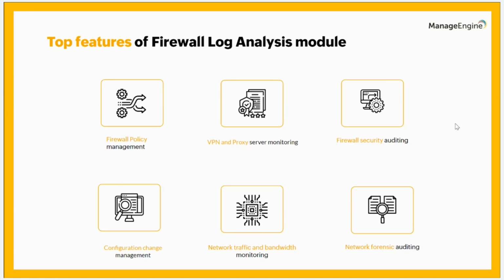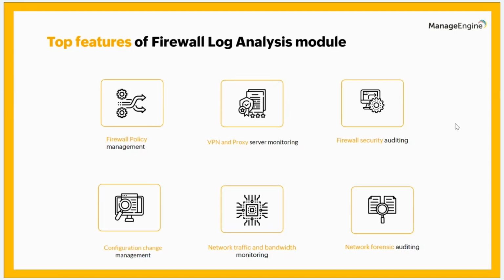The network traffic and bandwidth monitoring feature here helps you perform network behavioral analysis by monitoring for sudden spikes in bandwidth consumption and get in-depth details about the users. And the network forensic auditing feature helps you examine network logs and pinpoint the log entry that indicates the cause of a security event in minutes. So let us move ahead with the use cases.